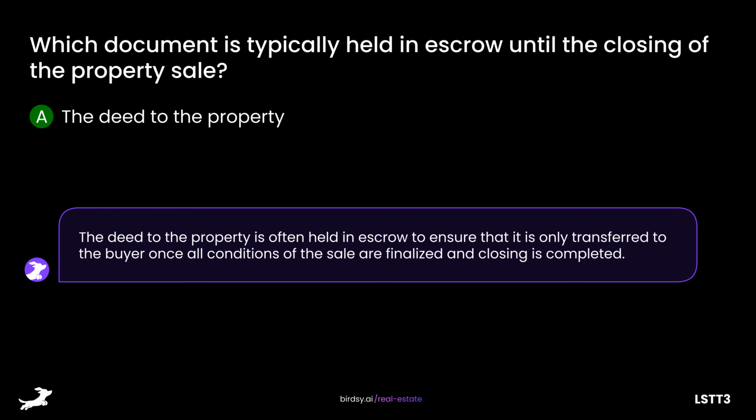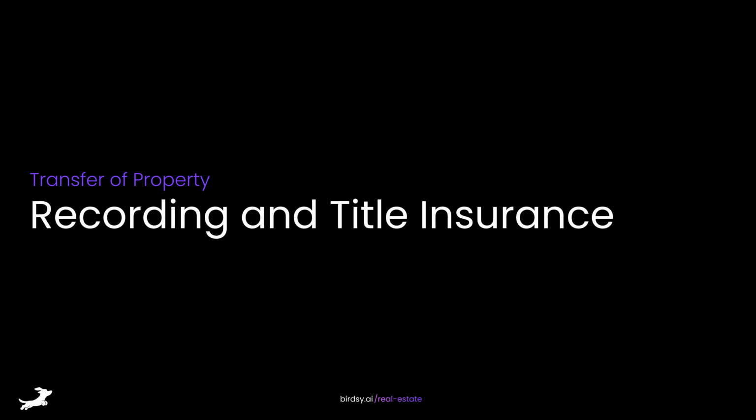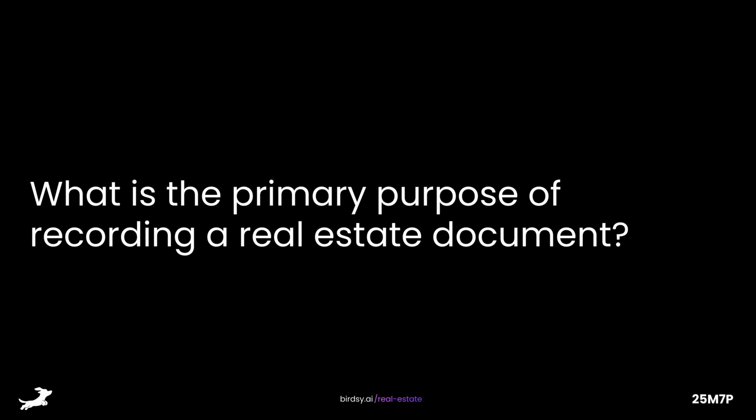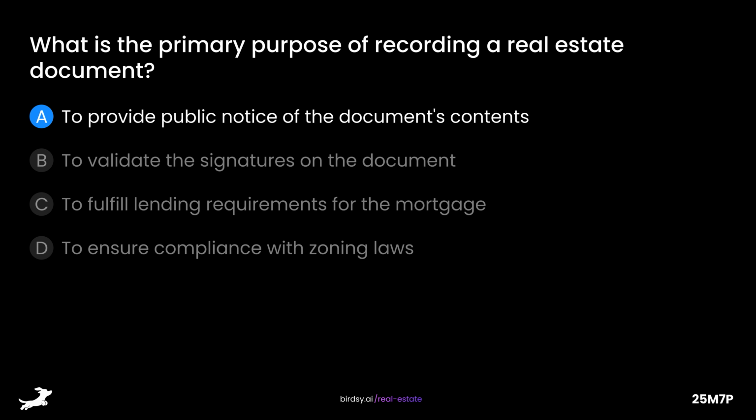The deed to the property is often held in escrow to ensure that it is only transferred to the buyer once all conditions of the sale are finalized and closing is completed. Recording and title insurance. What is the primary purpose of recording a real estate document? Is it A, to provide public notice of the document's contents, B, to validate the signatures on the document, C, to fulfill lending requirements for the mortgage, or D, to ensure compliance with zoning laws? The answer is A, to provide public notice of the document's contents.